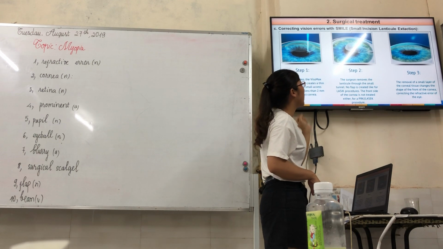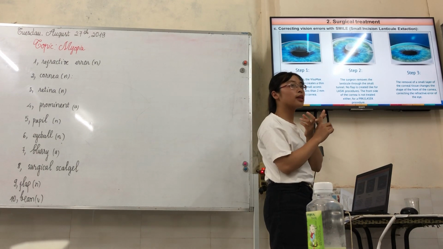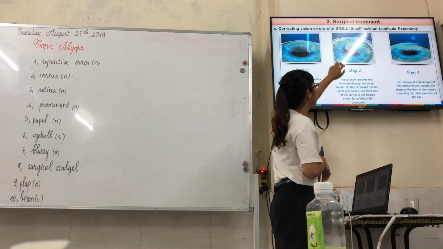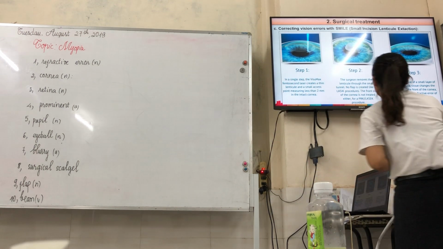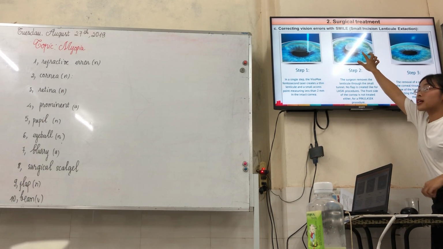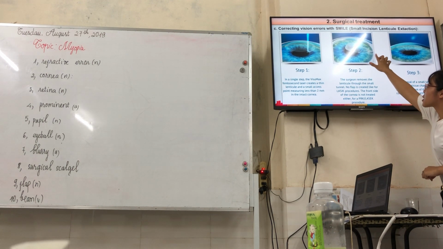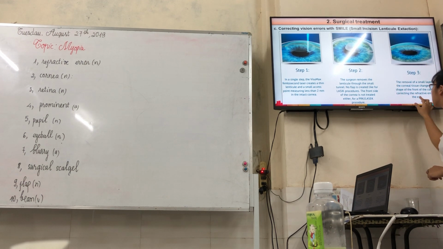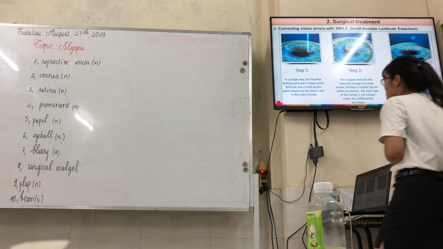It is created, and then they will create 2 layers in the cornea, and after that, in step 2, they will take the second layer out, and at that time you can see that the removal of the small layer changes the shape of the cornea, and after step 3, the eyes of the patient aren't hurt, and moreover it can be finished in a short time.